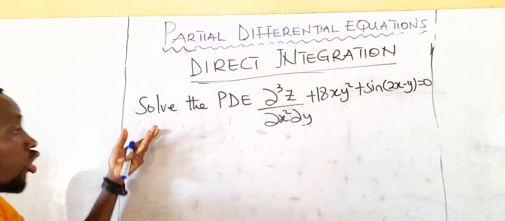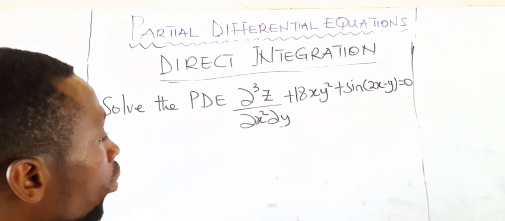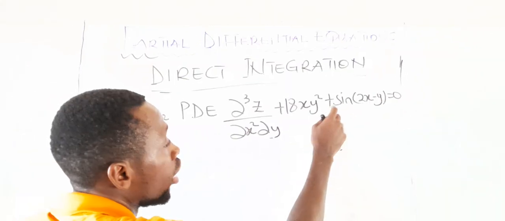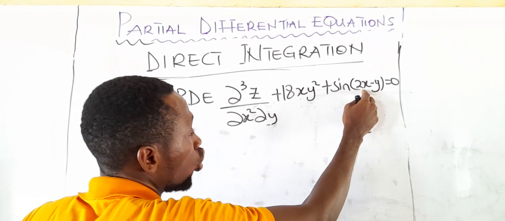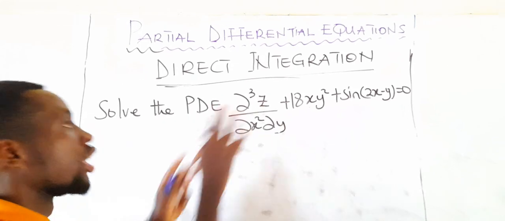There is another question. Let's solve the PDE: del cube z over del x squared del y plus 18xy squared plus sine into bracket 2x minus y equal to 0 using direct integration.